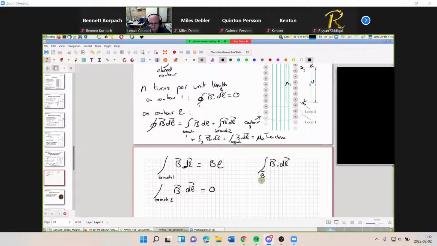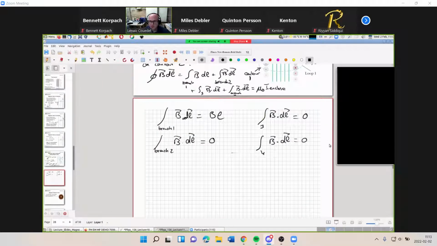B·dl on branch 3 equals 0. And on branch 4, B·dl: the part where we're outside, there's no magnetic field, so it's 0. And the part where we're inside, the magnetic field is perpendicular to the path, so it's 0 again.